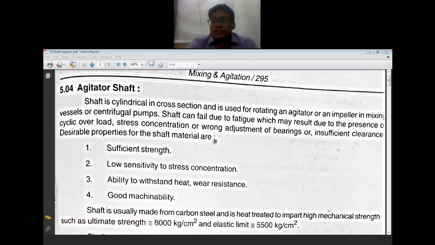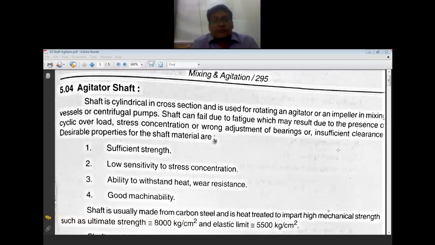Now, a shaft is nothing but a cylindrical section used for rotating an agitator or an impeller in the mixing vessel. Not only in the mixing vessel, the shaft is also used in pumps. Pumps are more or less similar: a motor is connected to a gearbox, which is connected to a shaft, and then to a pump. In our case of the agitator, instead of a pump, it is connected to the impeller.